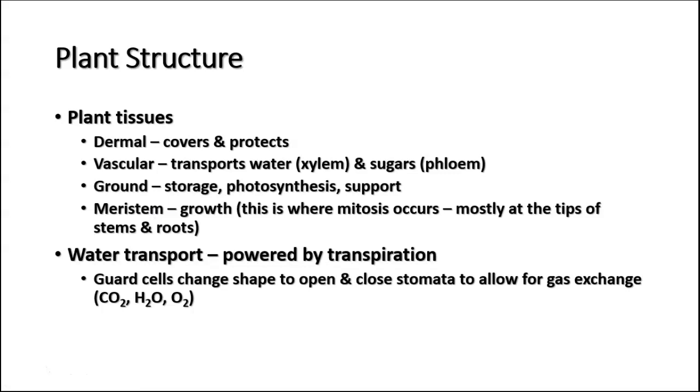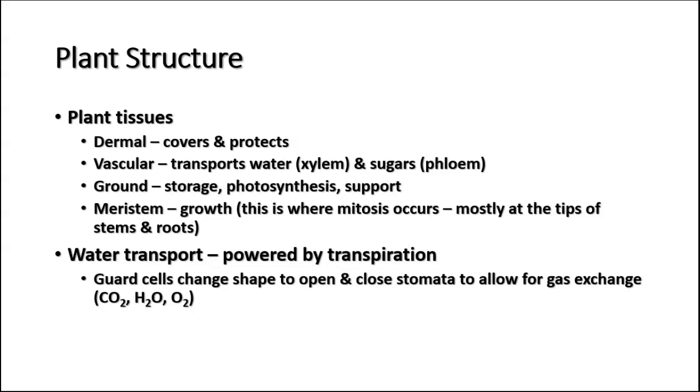So plant structure, remember, there are 4 main kinds of plant tissues. Dermal tissue, which covers and protects, kind of like your skin does. Vascular tissue, which transports water and sugars. Water is transported in the xylem, and sugars are transported in the phloem. So you can remember phloem, food. That kind of helps you remember which one's which. The ground tissue is for storage and photosynthesis and support.